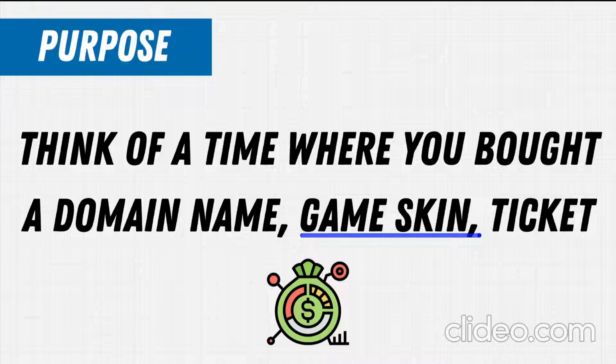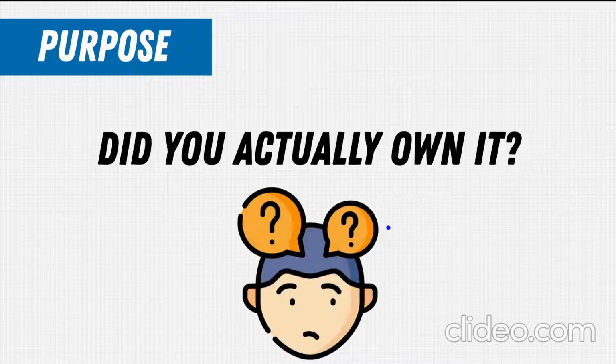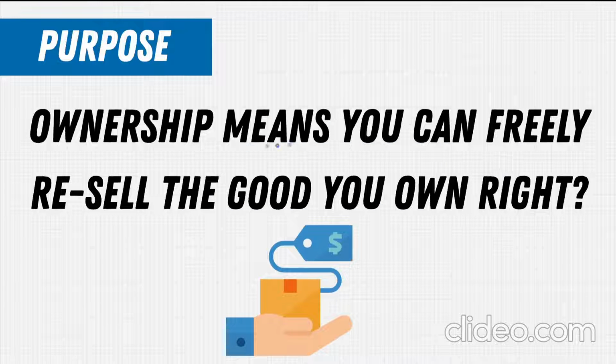Think of a game skin. Have you ever played Fortnite? Although you buy that skin, it's linked to your account, therefore there is a form of ownership, right? A certain form. But can I go and resell it on eBay? Can I take that skin and turn a profit? It's quite difficult, no? Inevitably, you ask the question, do you actually own it? And ownership means that you can freely resell the good you own, right?